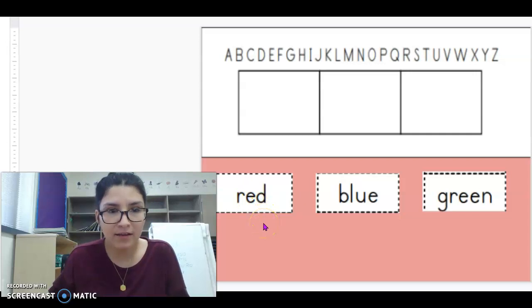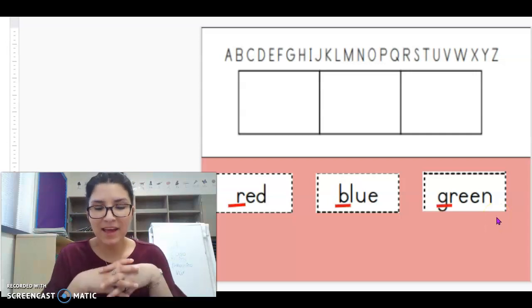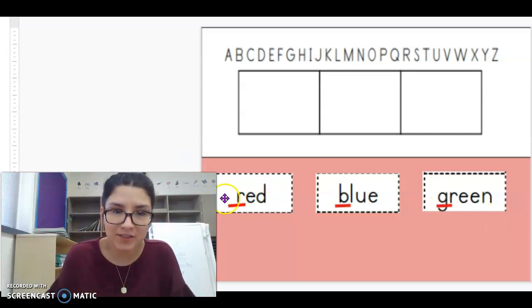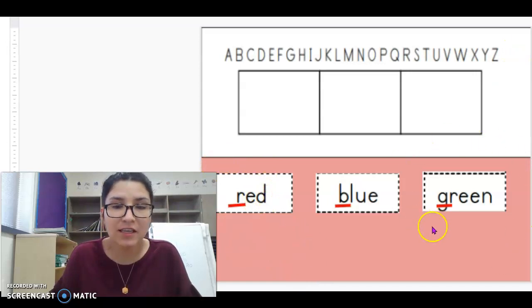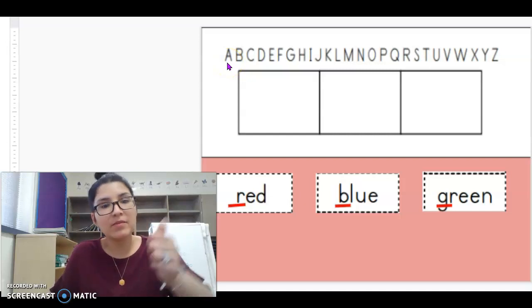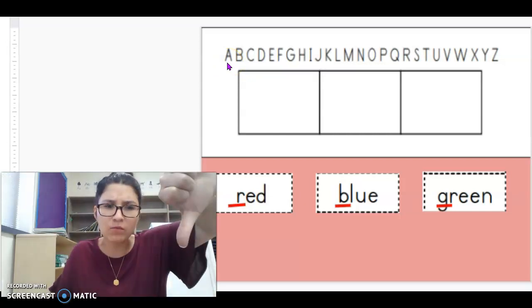We have red. Go ahead and practice saying the word red. Blue. Blue. Green. Green. Alright, I went ahead and underlined the first letter in each word. Do you see how red has the R underlined and blue has the B underlined and green has the G underlined? Alright, just like yesterday, we're going to use the alphabet as a tool to help us put these words in alphabetical order. So I'm going to go ahead and point to each letter like I did yesterday, and you're going to give me a thumbs up for yes, that works, or no, that doesn't work.